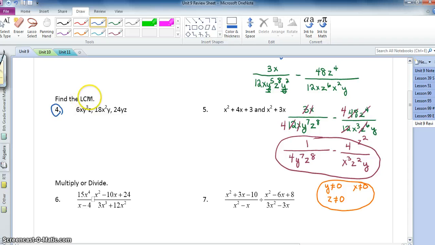If it's asking for the least common multiple of 3 different terms, a 6x y to the third z, an 18x squared y, and a 24yz. When you have 3 terms, you have to look for the LCM 2 at a time. And I'm going to write that in red, and I'm going to write it directly next to it. When you have 3 terms, you must use them 2 at a time.